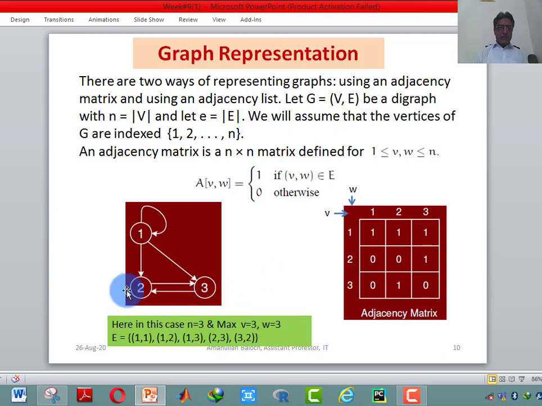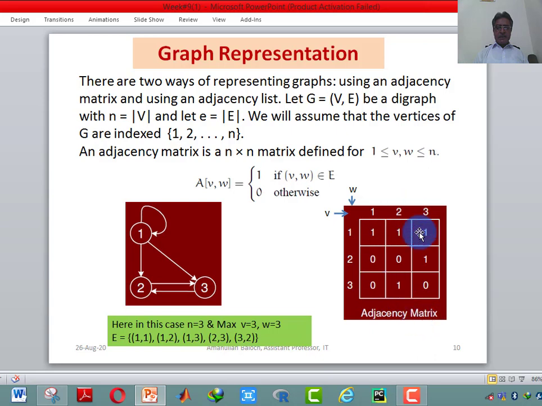3 to 2, an edge exists. 3 to 2, this is the edge. The direction is from 3 to 2. So, from 3 to 2, the edge exists, so this box is on. From 3 to 3, there is no loop, like 1 to 1. So, there is no loop 3 to 3. So, 3 to 3 is 0.